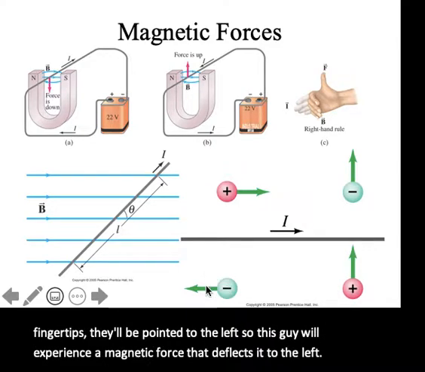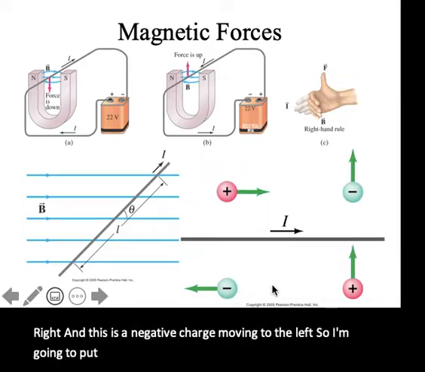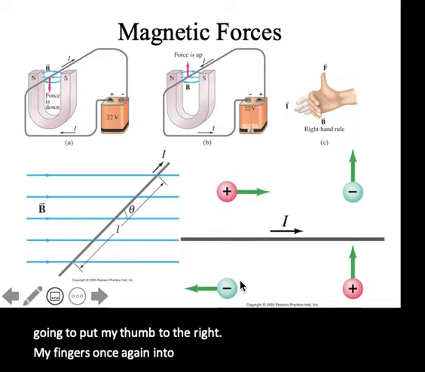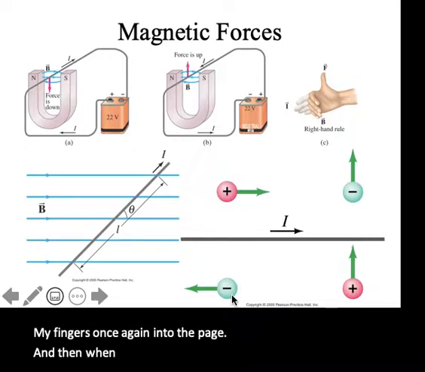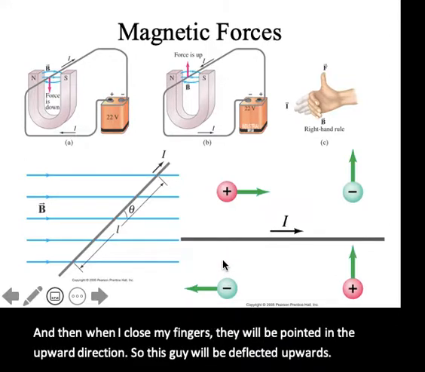All right, and this is a negative charge moving to the left. So I'm going to put my thumb to the right, my fingers, once again, into the page, and then when I close my fingers, they will be pointed in the upward direction. So this charge will be deflected upwards.